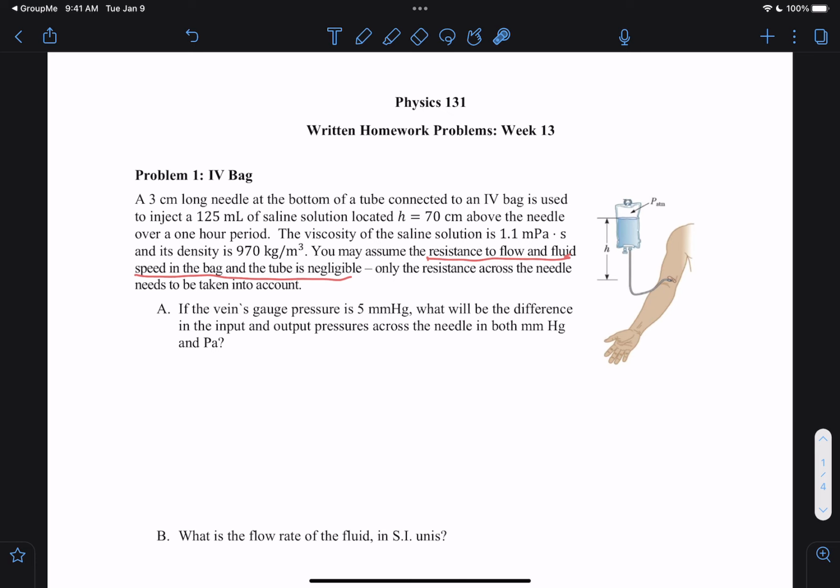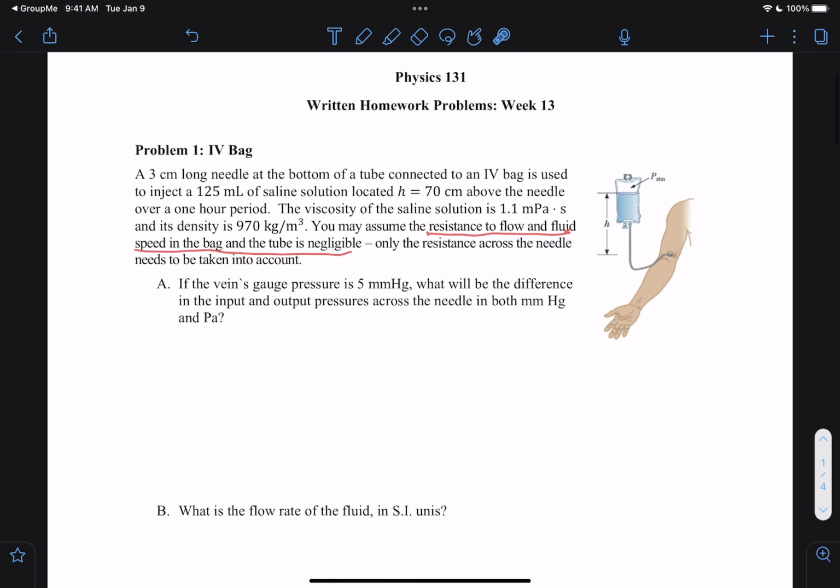Right, so part A is asking us, if the vein's gauge pressure is 5 millimeters of mercury, what will be the difference in the input and the output pressures across the needle in both millimeters of mercury and pascals? So when we're talking about difference in input and output pressures, that would indicate a difference in pressure that we're looking at. Delta P, right? Difference in pressure.